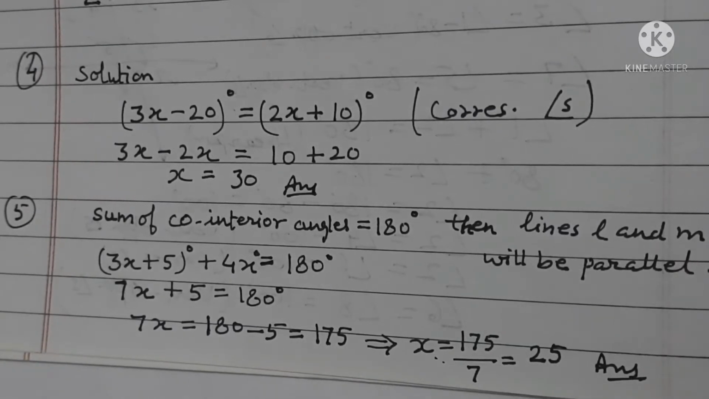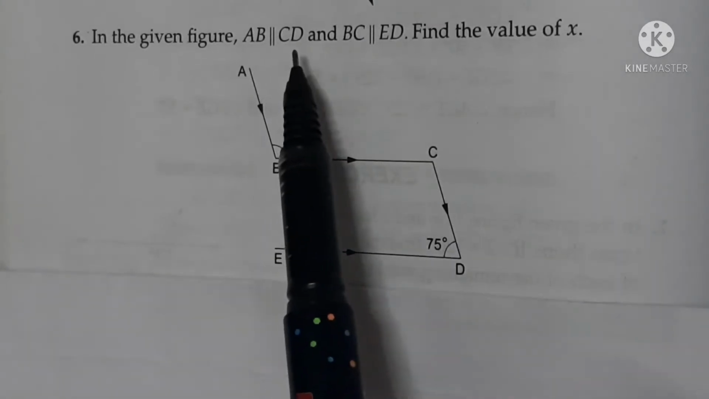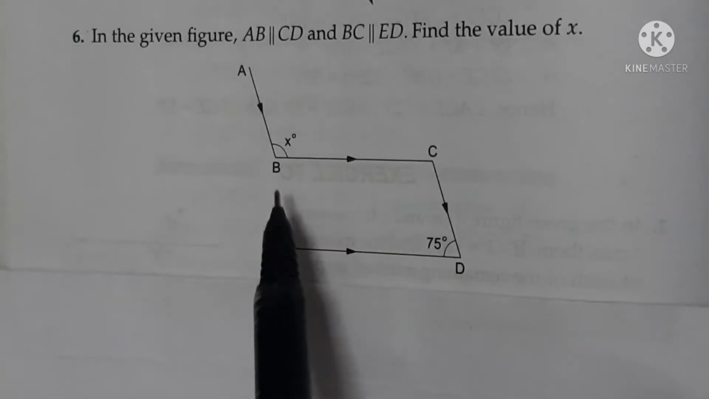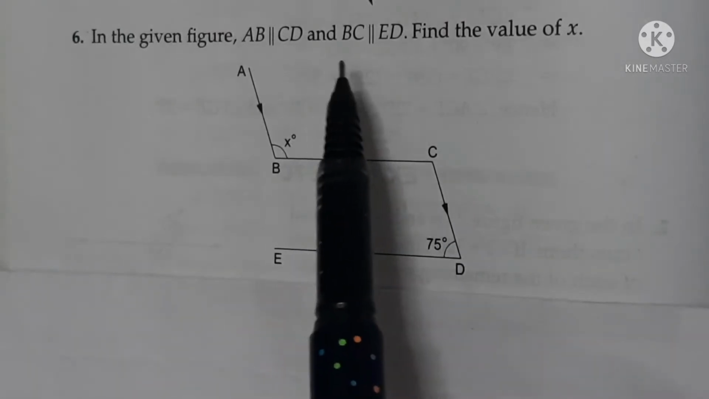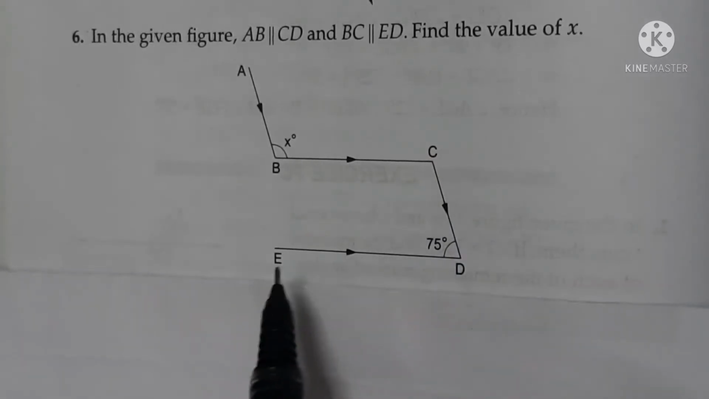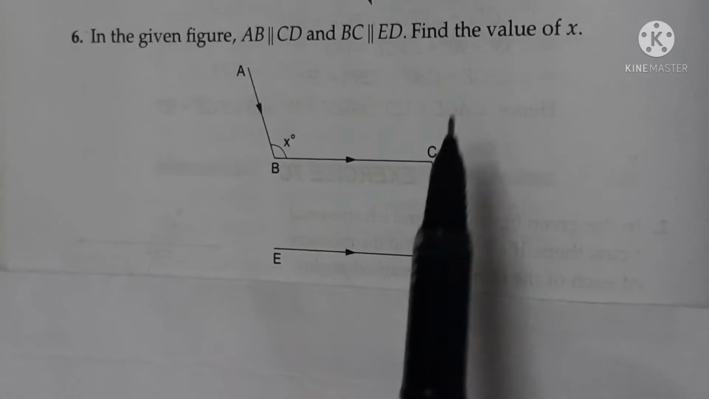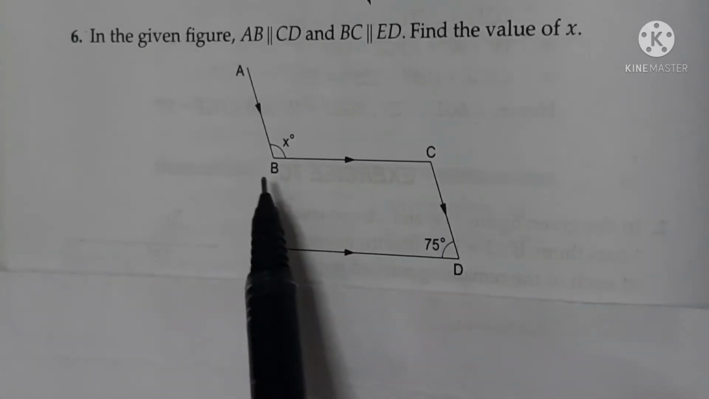Next, question number 6. In the given figure, AB is parallel to CD, and this is AB and this is CD. So AB is parallel to CD, and BC is parallel to ED. This is BC and this is ED. Both are parallel. Find the value of x. This is x. So what to do?